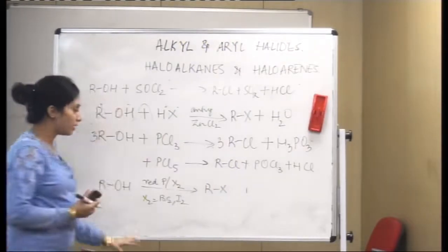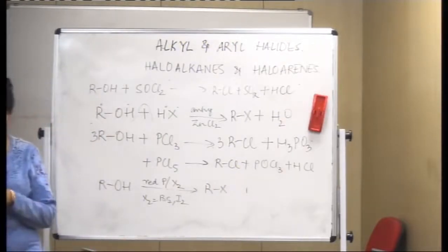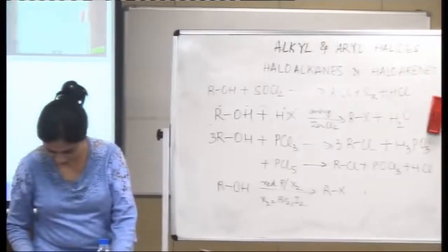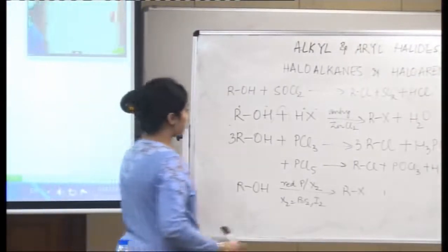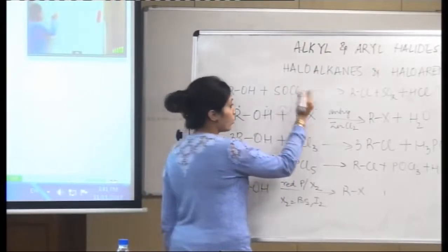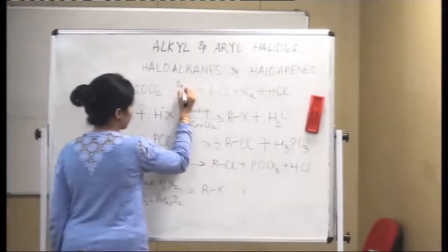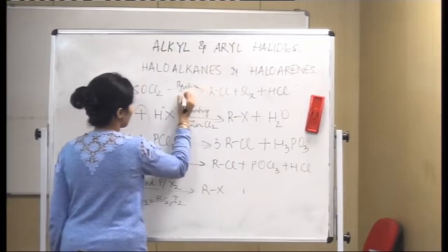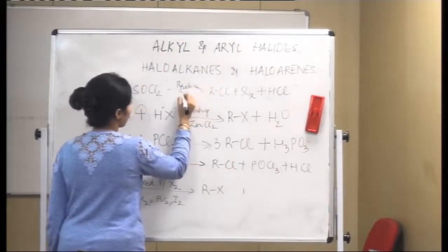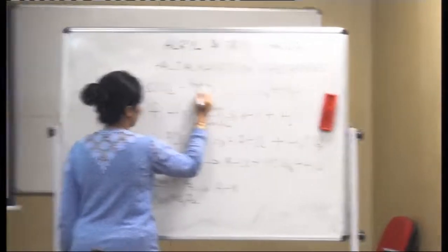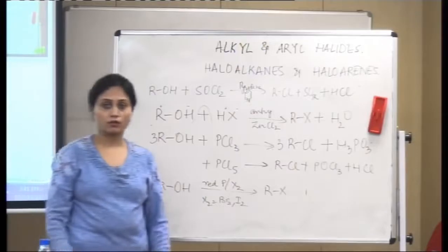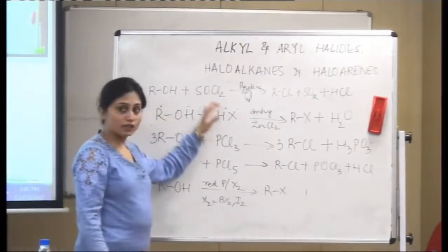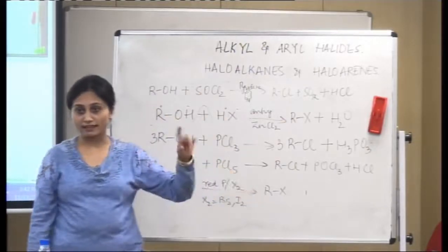So remember all the reactions that I've put on the board, and if there is any extra, I'll just put it for you. Generally, this is known as the thionyl chloride method, which is carried out in the presence of pyridine. This is your pyridine. Okay, I repeat it again. We are doing the methods of preparation of alkyl halides.